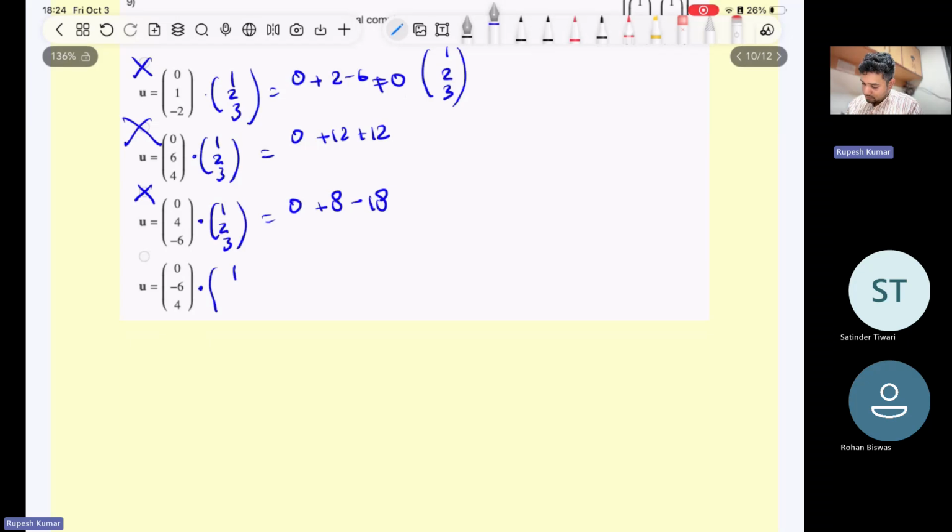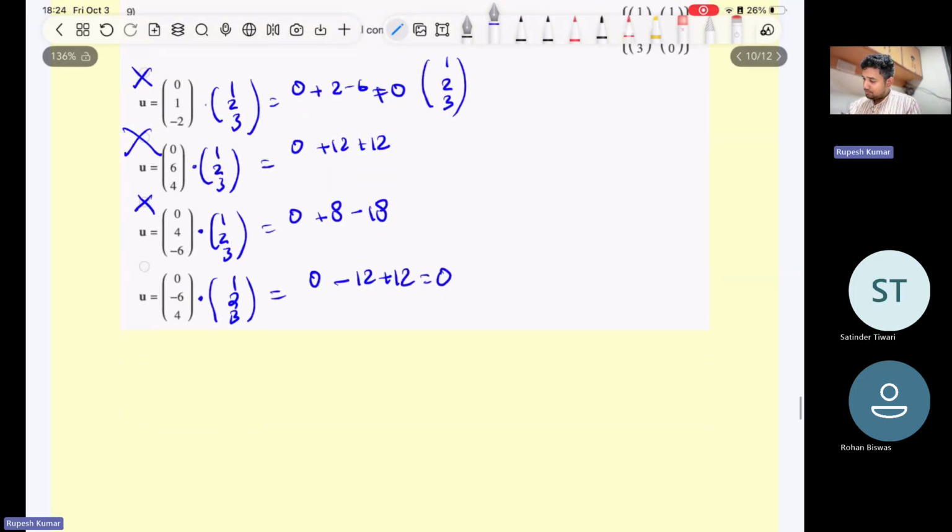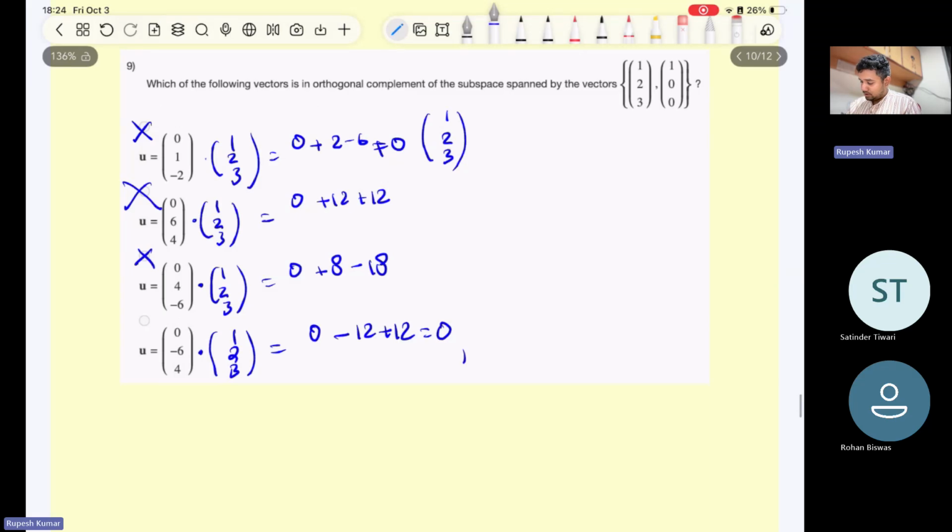Then take 1, 2, 3: it equals 0 minus 12 plus 12, which is equal to 0. This may lie in the orthogonal complement set. Let's again check with the second basis also. So let's check 0, minus 6, 4 dot product with 1, 0, 0, which will be 0. So yeah, option D is correct.